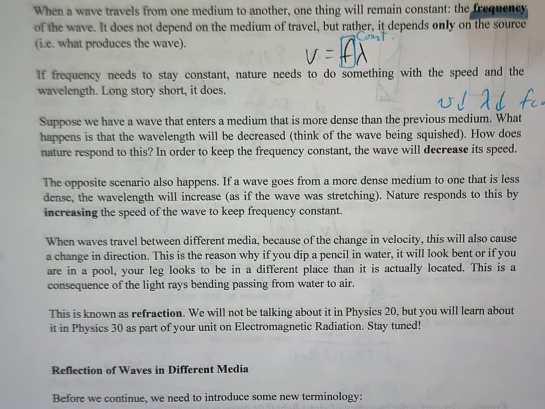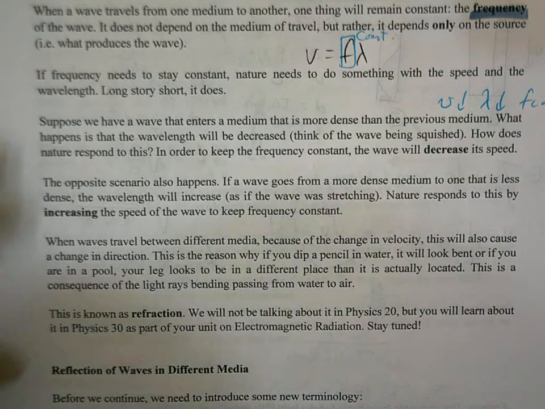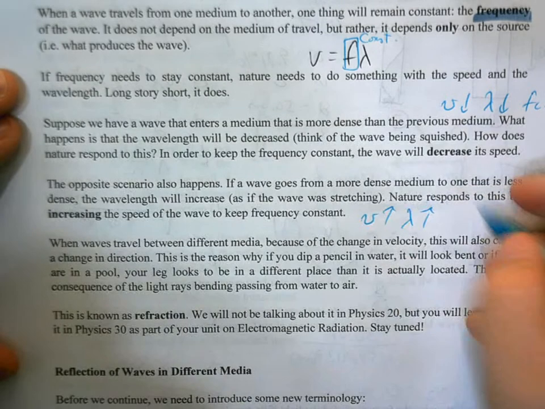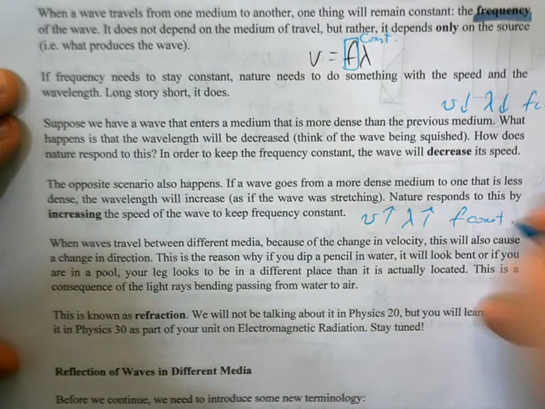We can also do the other case. If we go from a dense medium to a less dense medium, the wave is going to speed up because there's not as much kind of getting in the way in terms of density of that material. So the wave is going to speed up. If the wave speeds up, by consequence, what we can also say is that the wavelength increases. And then, of course, the frequency is constant.